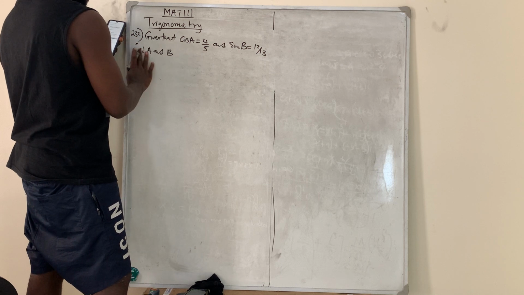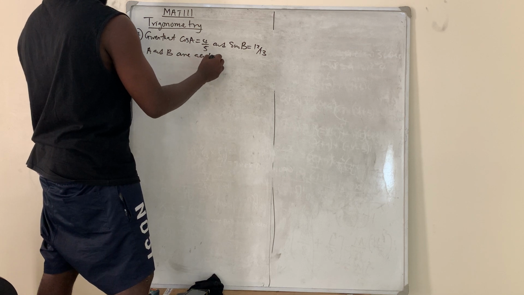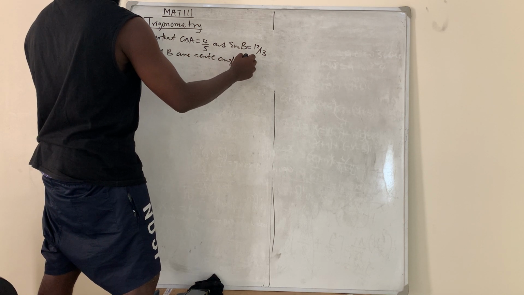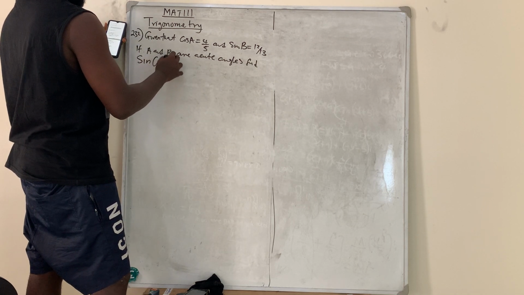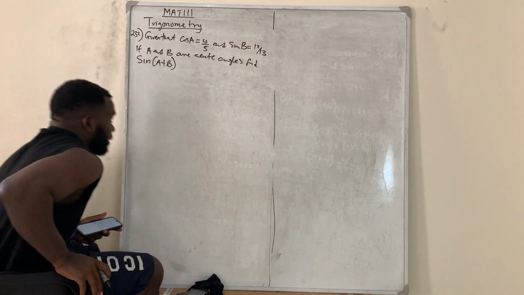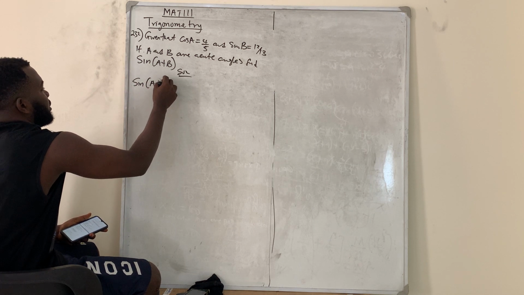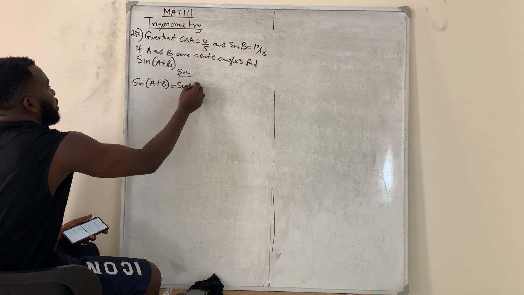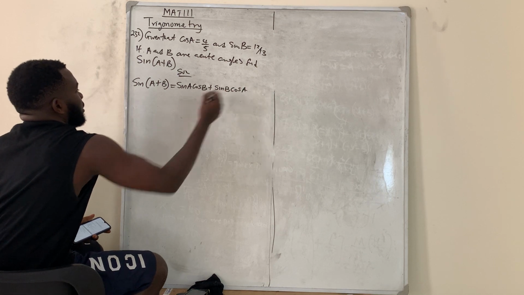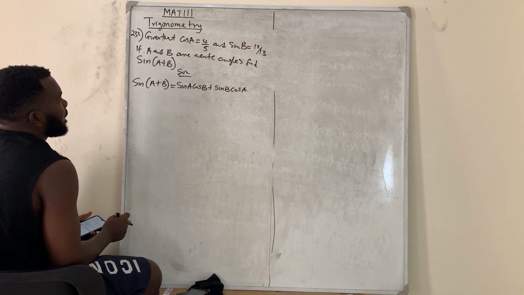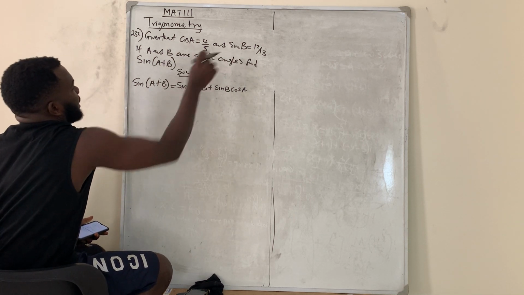They say if A and B are acute angles, then find sine A plus B. Now, according to trigonometry, you should know that sine A plus B is equal to sine A cos B plus sine B cos A. So from this, we need to get our cos B and then sine A. So that's what we need.